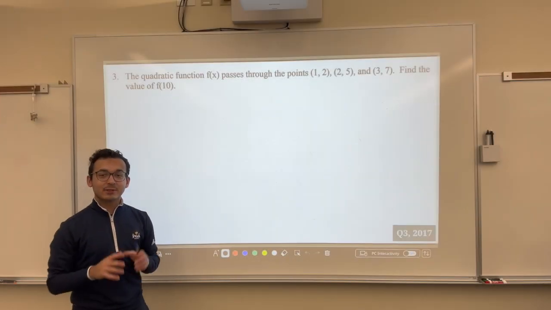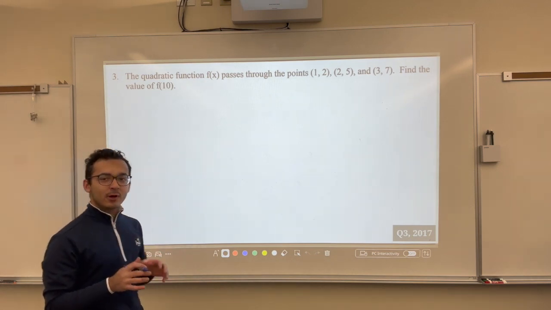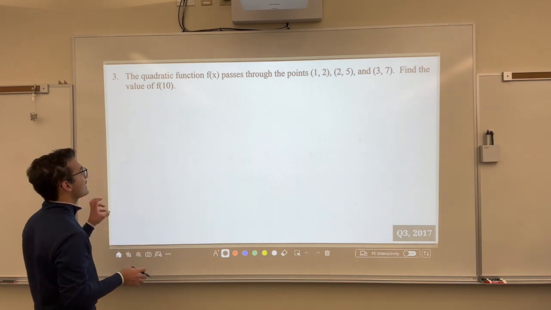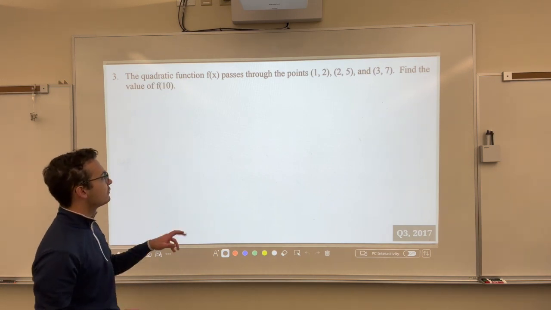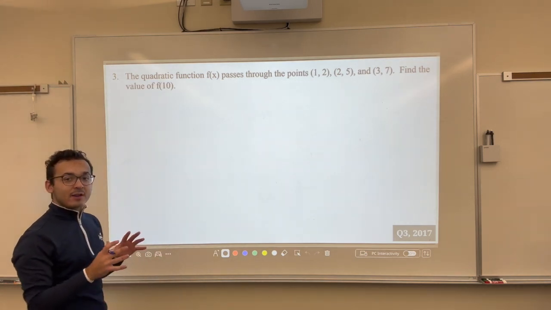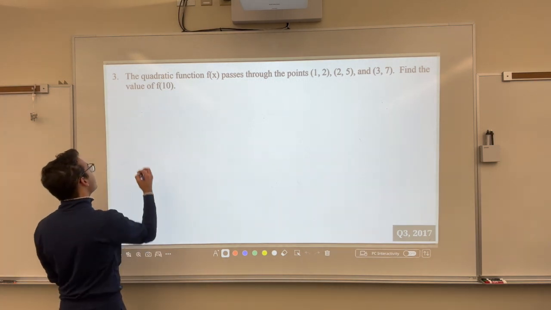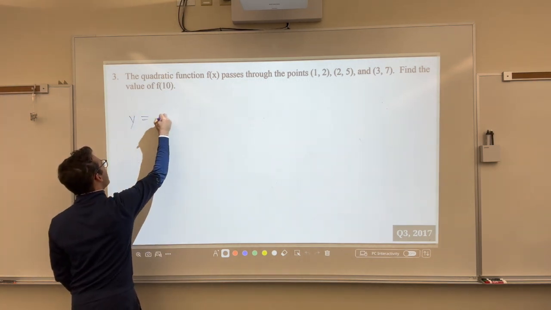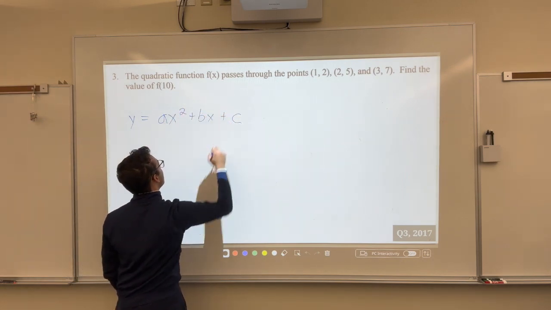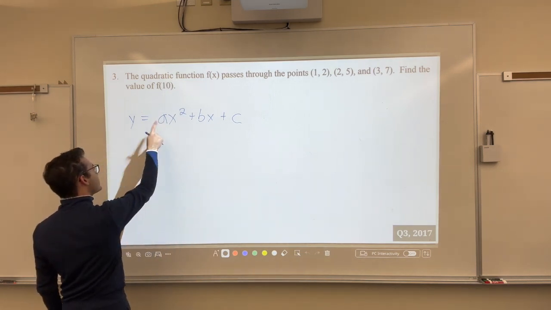All right, let's do the last problem of this video. So this is actually solving for a quadratic function with 3 points. So the quadratic function f of x passes through the points 1, 2, 2, 5, and 3, 7. Find the value of f of 10. So to solve this problem, we've got to think about the standard equation of a quadratic. All right, so the standard form of a quadratic is going to be y is equal to ax squared plus bx plus c.